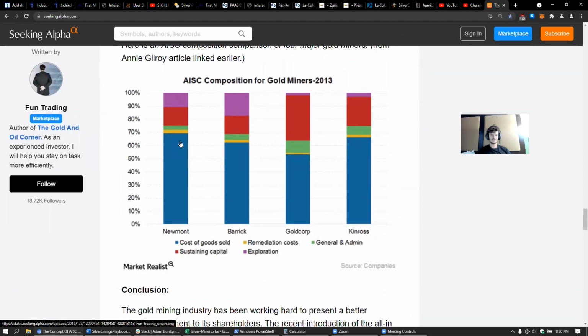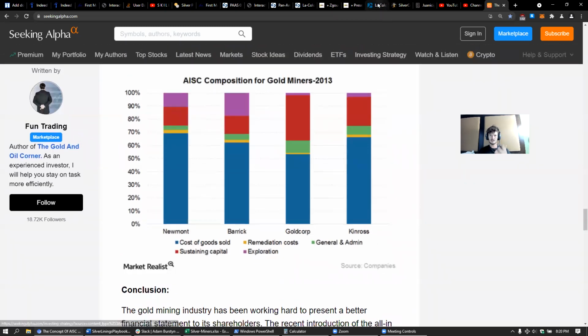It's a cool graph. So cost of goods sold, COGS, that's an accounting term. That looks like the majority for all of them, although red's a little more for Gold Corp. Sustaining capital, exploration. That's very small for Gold Corp and Kinross. Remediation costs, I'd have to look that up. That's the G&A, the general and administrative cost. That's what we said was kind of left out in the cash cost. Part of that might be in the cash cost, but not all of it.